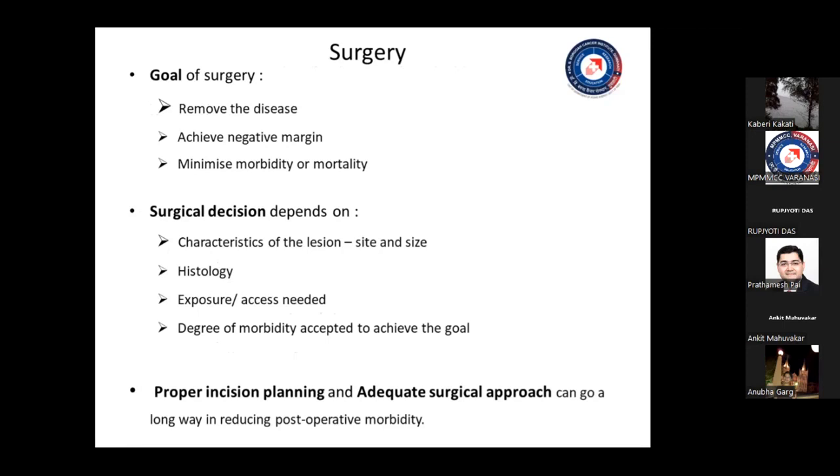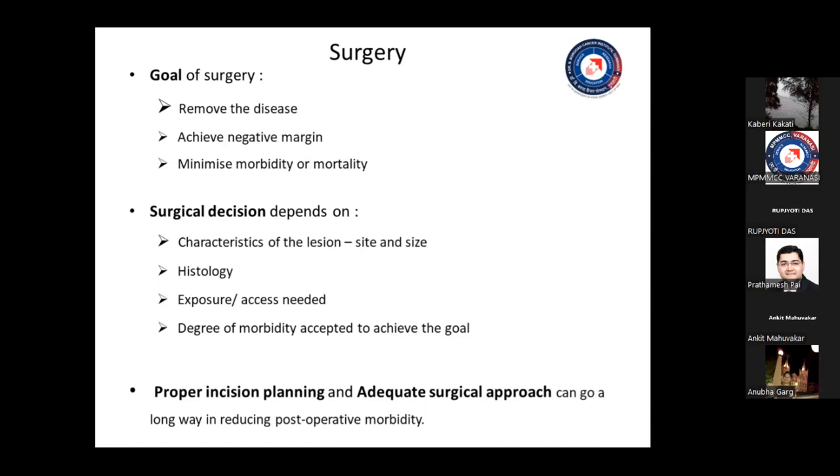For example, if it is an aggressive histology like squamous cell carcinoma with extensive involvement, then sometimes surgery might not be worth it. However, with the same extension, if it is an indolent histology like adenoid cystic carcinoma, then it is still quite worth resecting. Next comes the exposure and access needed for the surgical decision and the degree of morbidity which is accepted to achieve the goal. Proper incision planning can go a long way in reducing the morbidity. A proper incision has to allow us to raise a proper skin flap without endangering the vascularity, as well as give good surgical access.